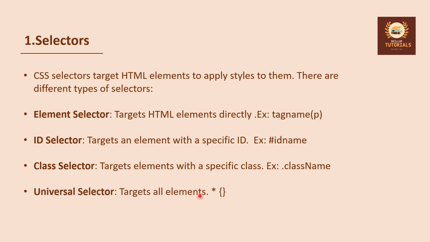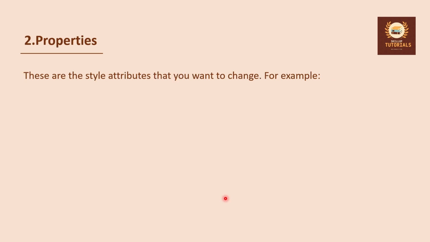Then what is meant by the universal selector? It targets all elements. That means, for example, if we write a star and curly braces, with color equal to blue inside, then all elements will be colored with blue text. Okay, like this it happens.